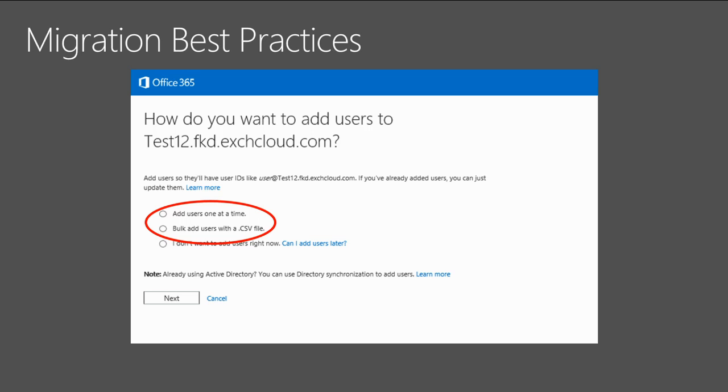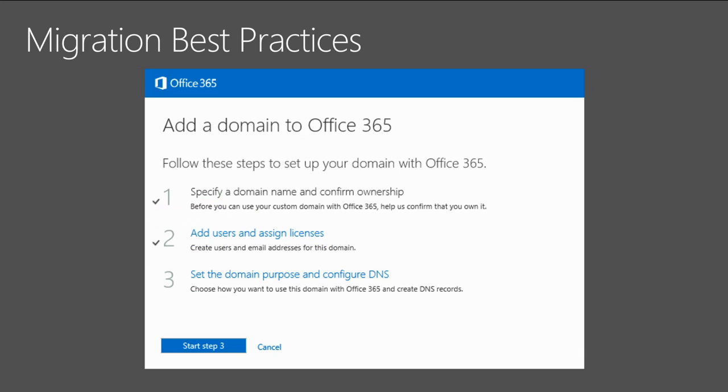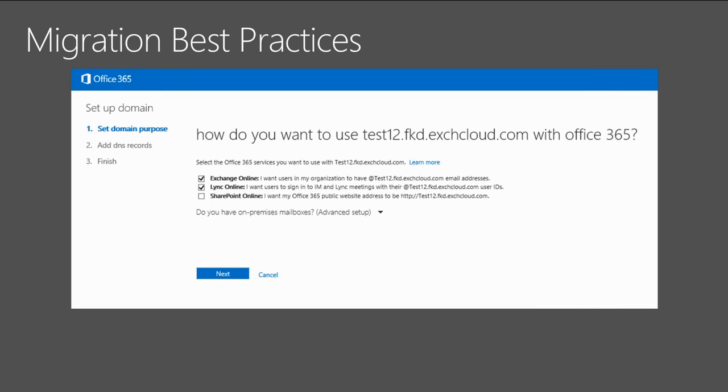So we have a lot of customers who are going through the wizard and going through this process and running into problems because the wizard is non-optimal and lets them get into that stage. But let's say they were smart and they choose the third option that's not circled that says, I don't want to add users at this time. So they continue on to step 3, setting up the domain and configuring DNS.